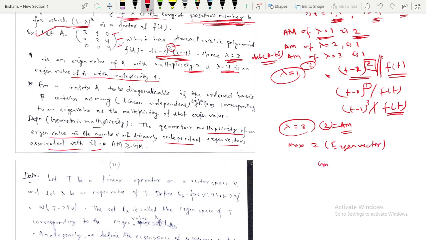That means geometric multiplicity is always less than or equal to algebraic multiplicity. Since 3 is an eigenvalue, the geometric multiplicity may be 1, or if it is more than 1, then it should be at most its algebraic multiplicity. If lambda equal to 2 has algebraic multiplicity 2, then its geometric multiplicity is always less than or equal to 2, and always greater than or equal to 1. So this is the relation: GM is always less than or equal to AM.